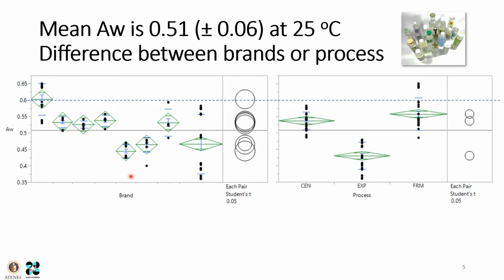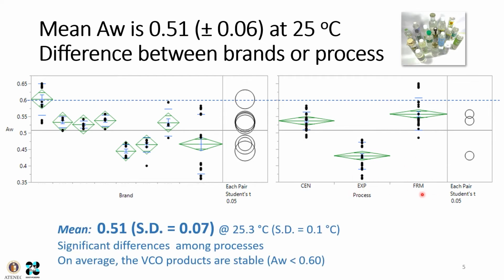And actually, we noticed that there's also a slight dependence on the method of manufacturing the VCO, whether it's centrifugation, expeller, or fermentation type process. And the overall average is good, 0.51. And again, there are some outliers that go above that value.